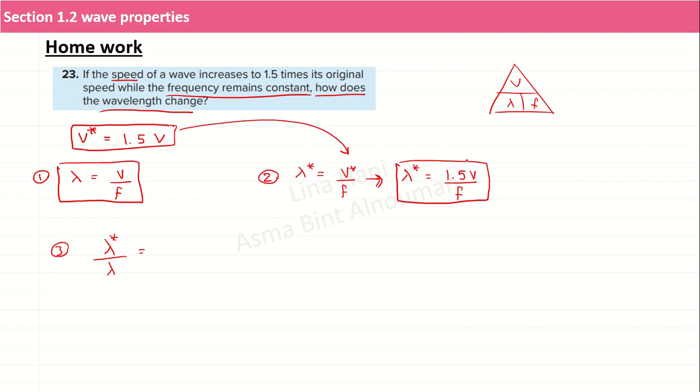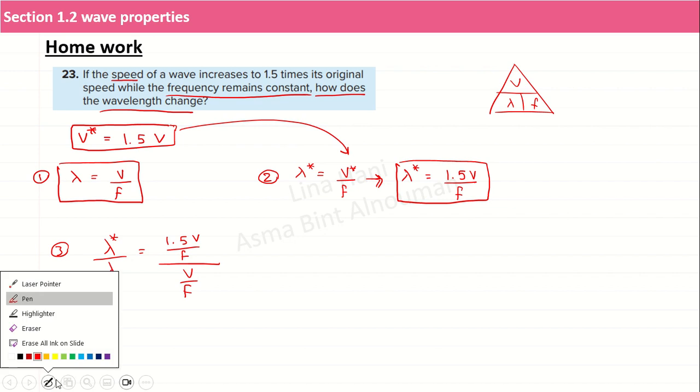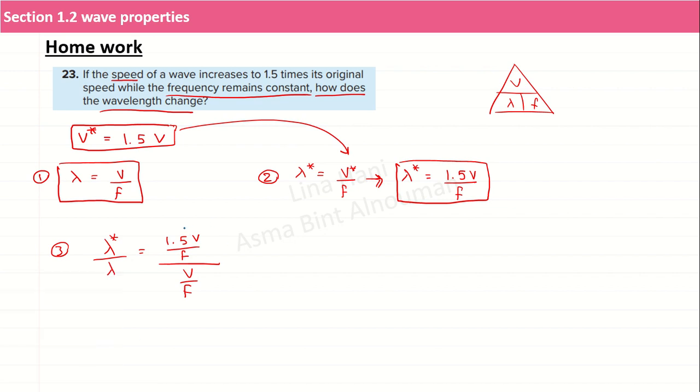That's 1.5 v over f, over v over f. This is like the fourth question on ratios. Lambda, v over f. Okay, you need to cancel a few things here. You can see that v and v cancel, the f and f cancel. So you have 1.5 over 1, over 1 over 1. 1 over 1 is 1, so 1.5 over 1 is 1.5. So the new lambda over the old lambda is equal to 1.5.